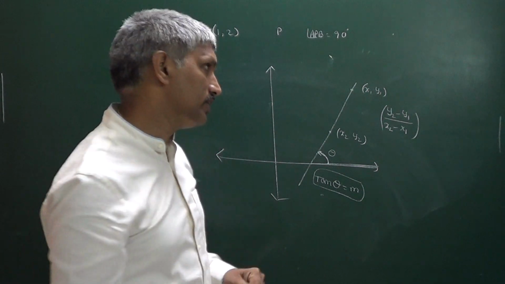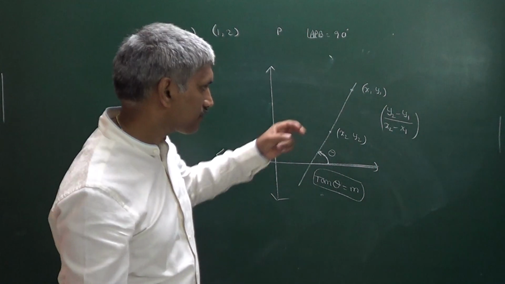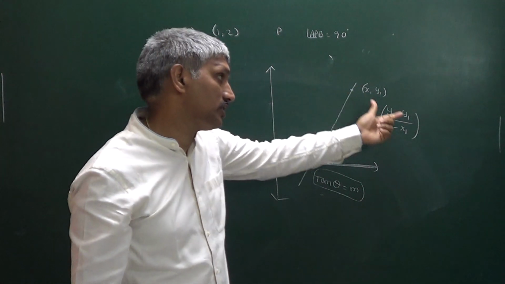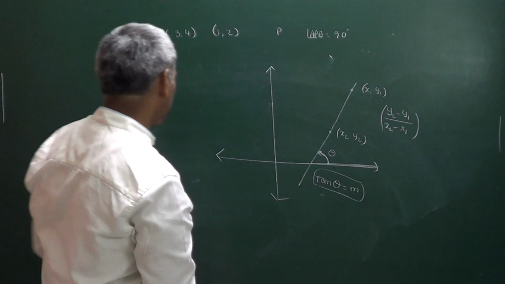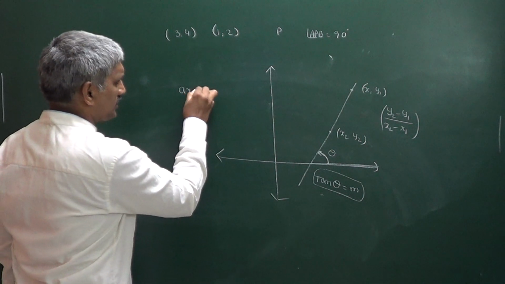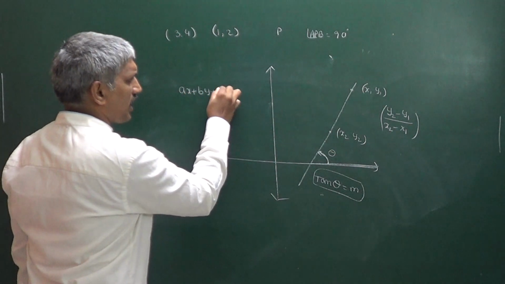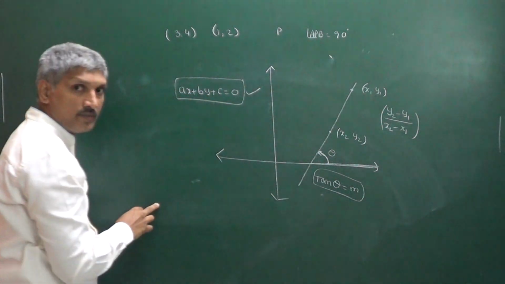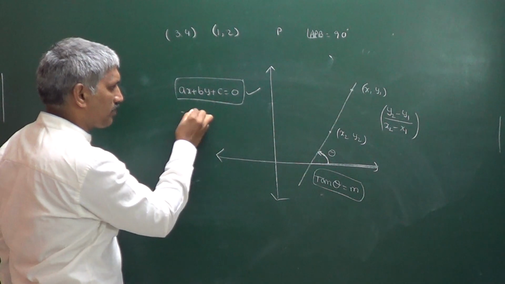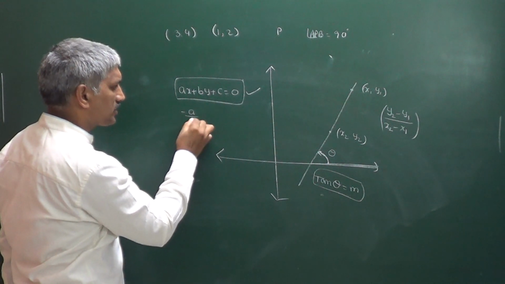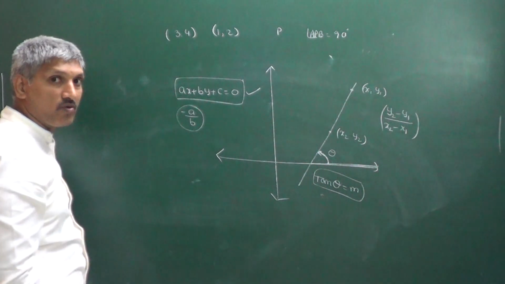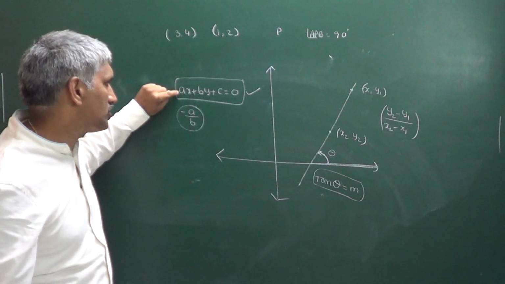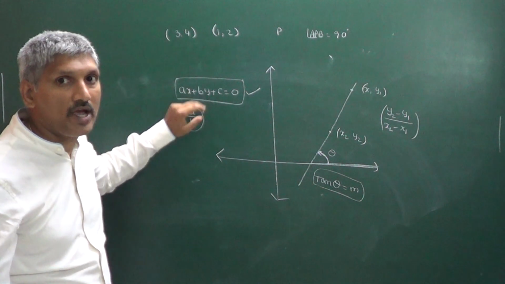How we get it, we will discuss in straight lines. y2 minus y1 by x2 minus x1 is the slope of the line. ax plus by plus c equal to 0 is the equation of a straight line. The slope of this line is given by minus of x coefficient divided by y coefficient.